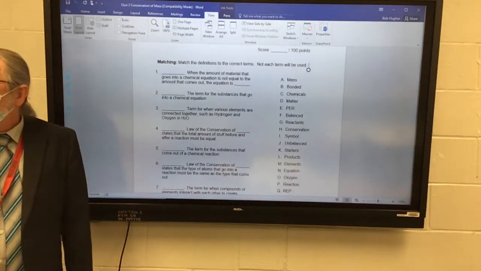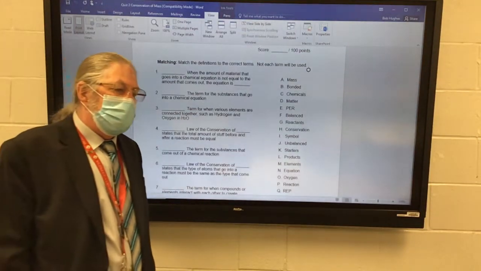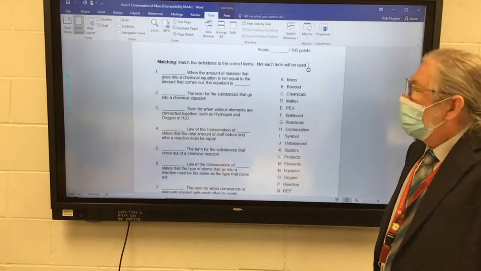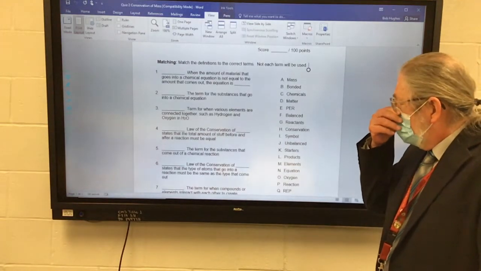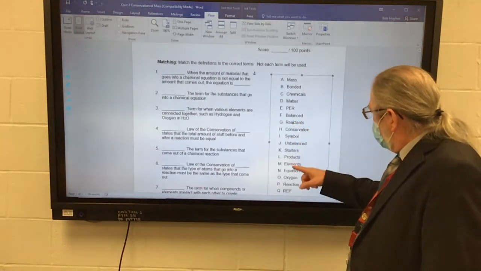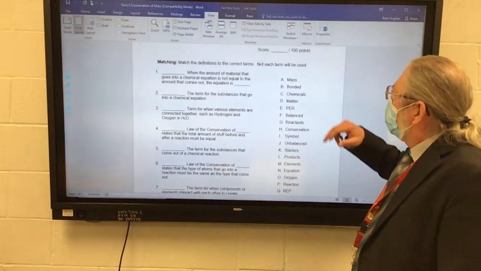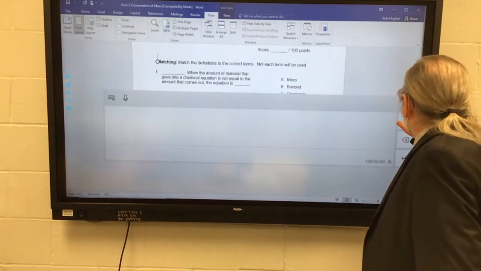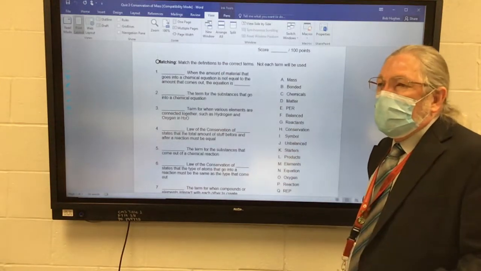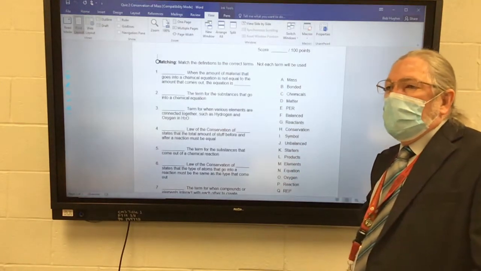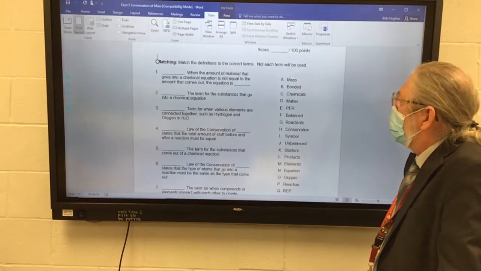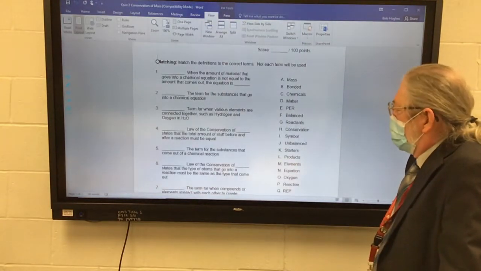Did you answer number one? Okay, now we're going to answer number two. There's only one answer: either G, reactants, or L, products. It's the substances that go into a chemical equation. There's a substance that goes in and then a substance that comes out. The one that goes in, what's that called? Reactant or product? Mark your answer, G or L.